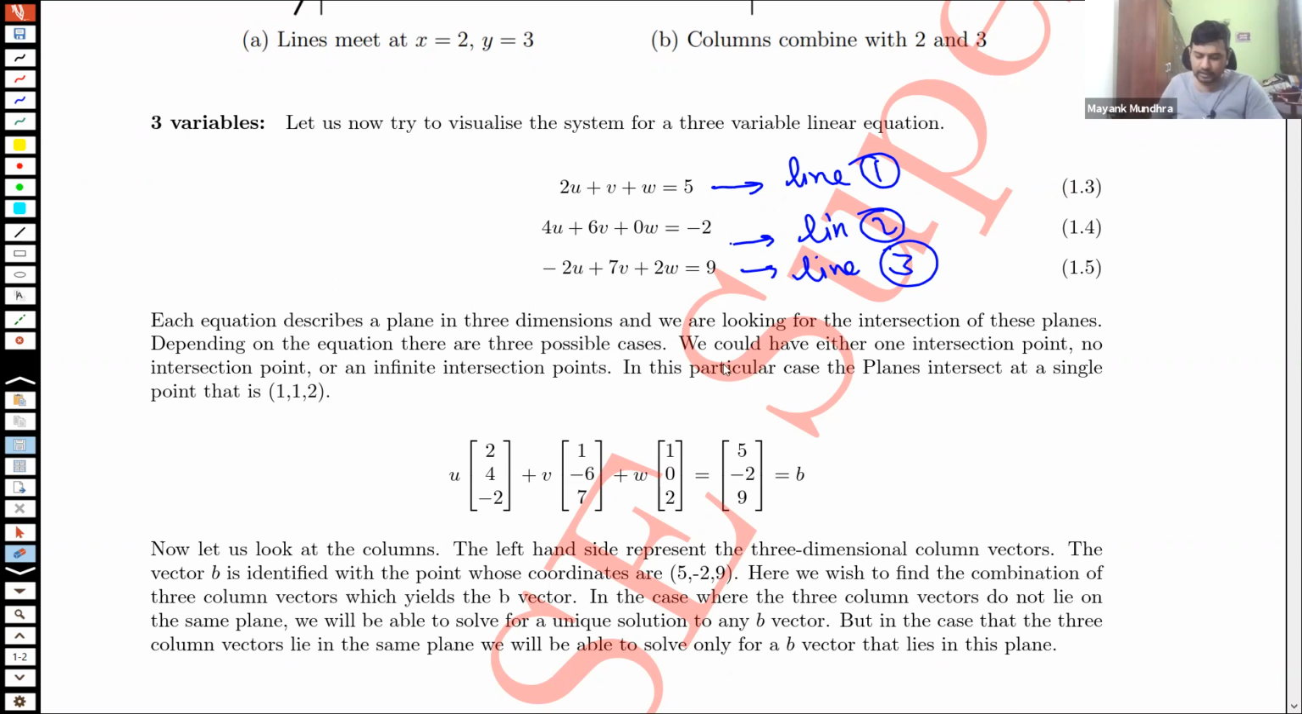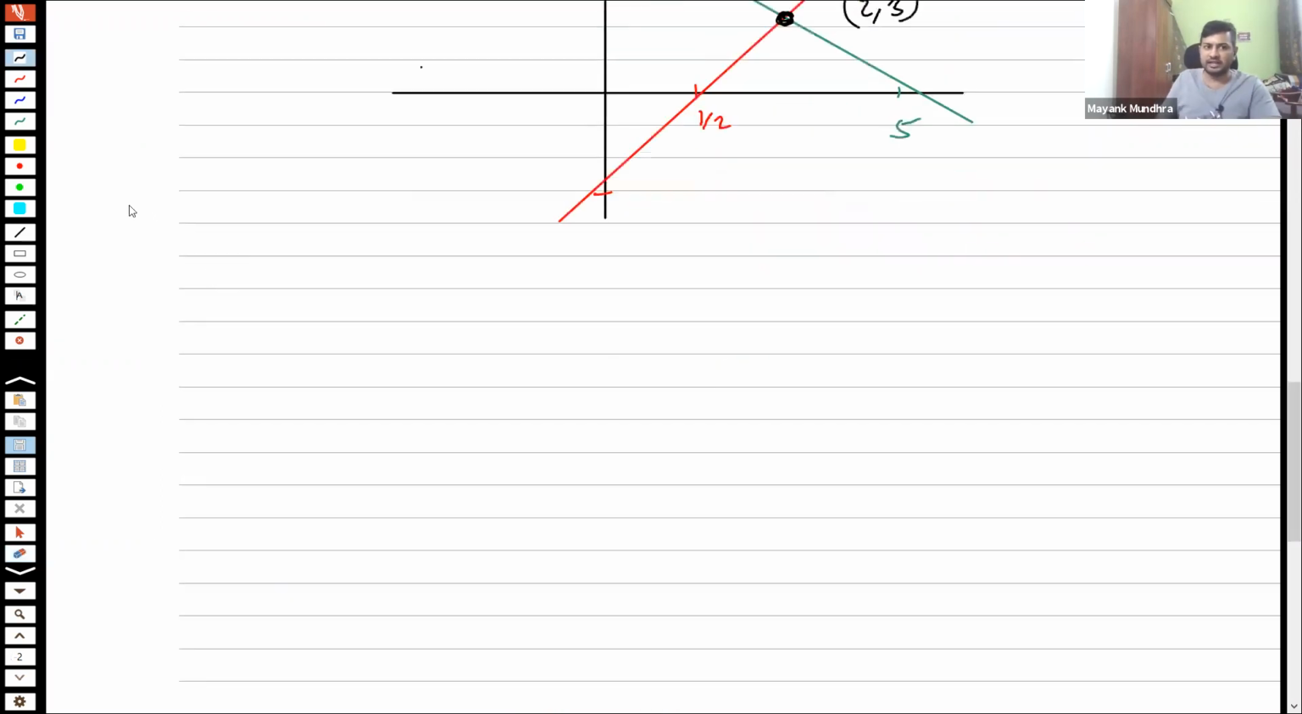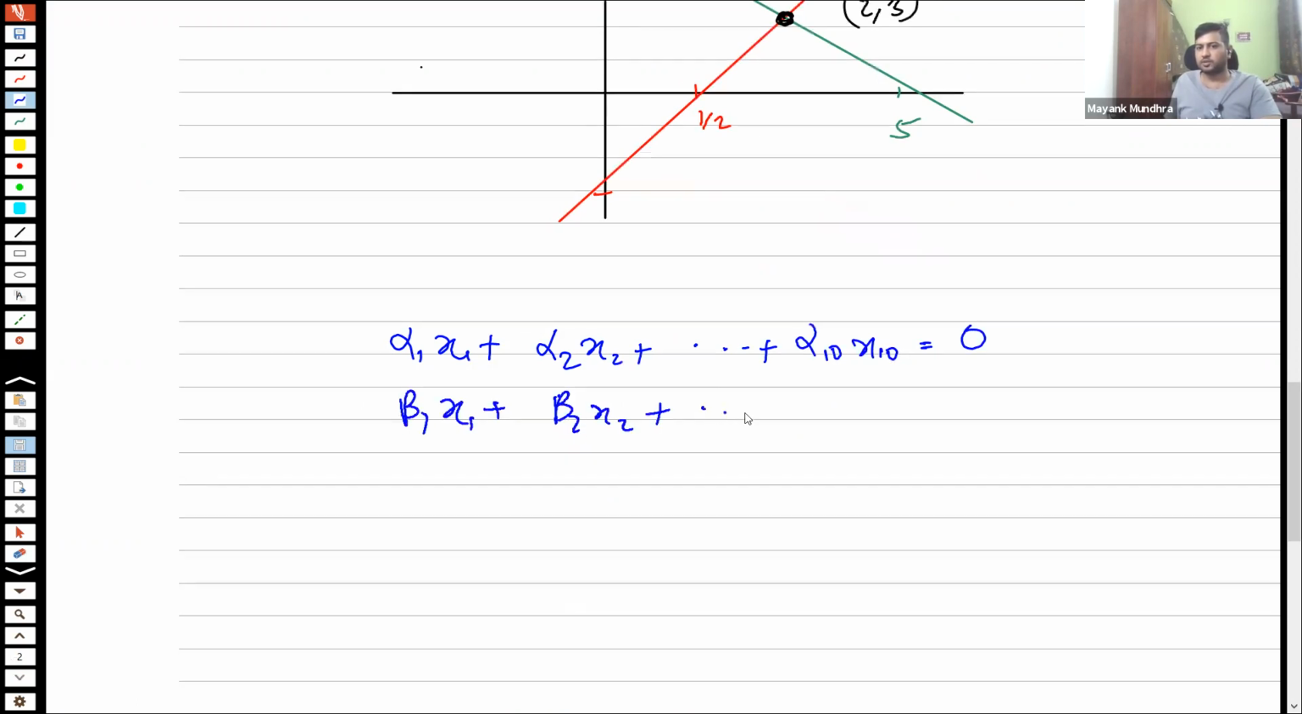But mathematically, if you had equations like, let's say, alpha 1 x1 plus alpha 2 x2 and so on till alpha 10 x10 equals 0, this was line 1, let's say. Beta 1 x1 plus beta 2 x2 and so on till beta 10 x10, this was, let's say, line 2 and so on. So you had your 10 lines. Each of these equations represents a line in 10 dimensions.